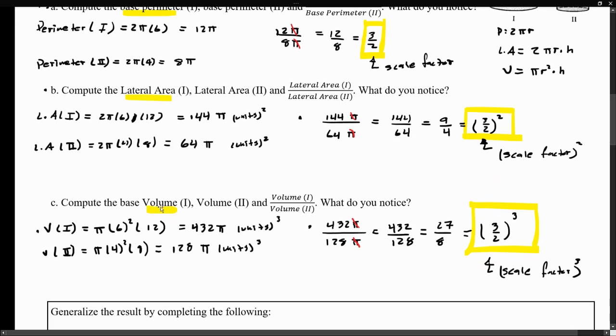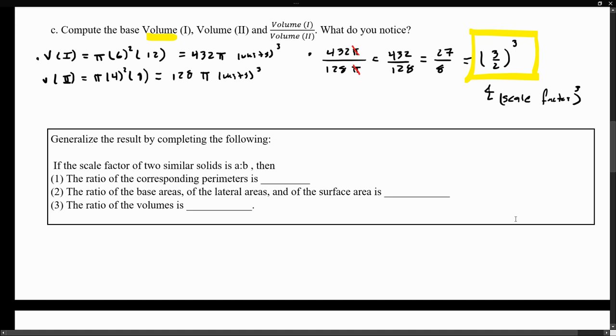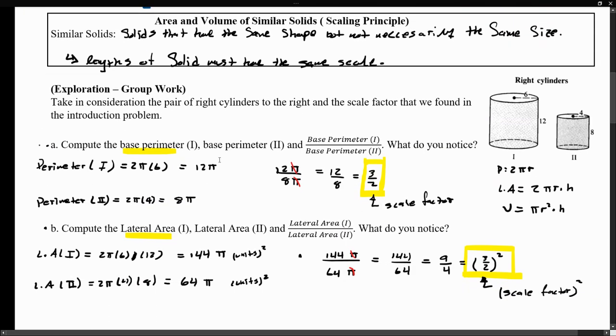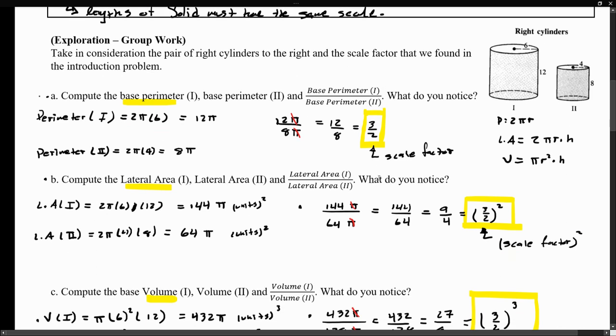And when we find the proportions among the volumes, we're always going to get the scale factor to the third. So let's just generalize this. If we want to generalize our results, then let's assume that the scale factor of the two similar solids is a ratio of A over B. Then the ratio of the corresponding perimeters is still A over B, because that's what we got here. The scale factor was 3/2, so when we divide the perimeters, it is still 3/2.